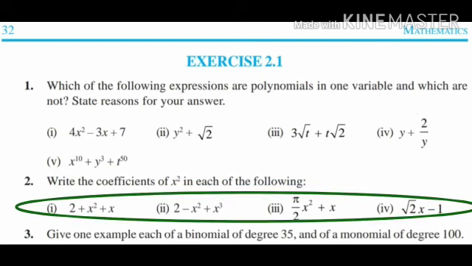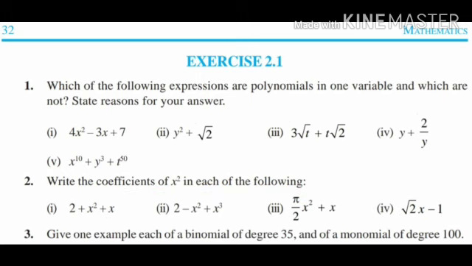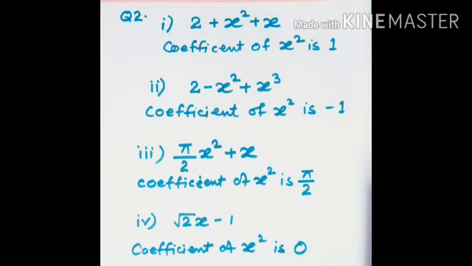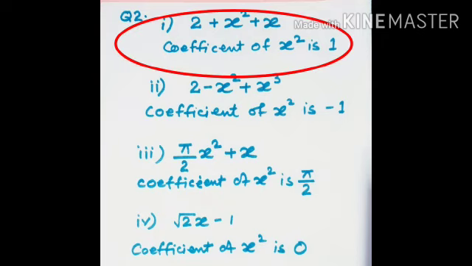Now let us move to question number 2. It is: write the coefficient of x square in each of the following, and we have 4 questions. So let us discuss it one by one. Dear students, you have learnt about the meaning of coefficients in class 8. So all of you can easily guess the coefficient of x square in the given polynomials. In the first, there is 2 plus x square plus x. So the coefficient of x square is 1.